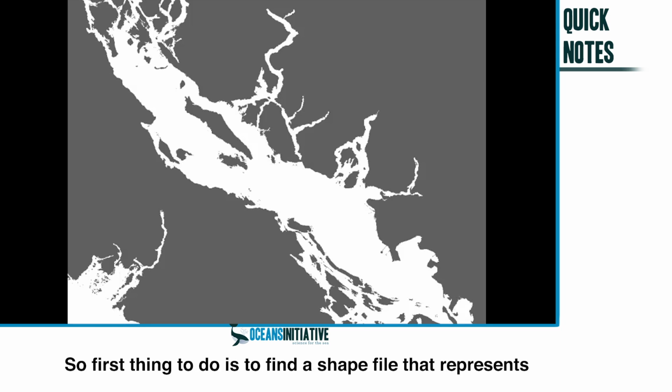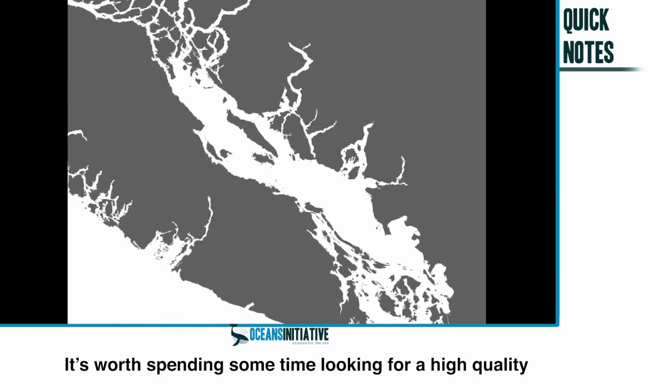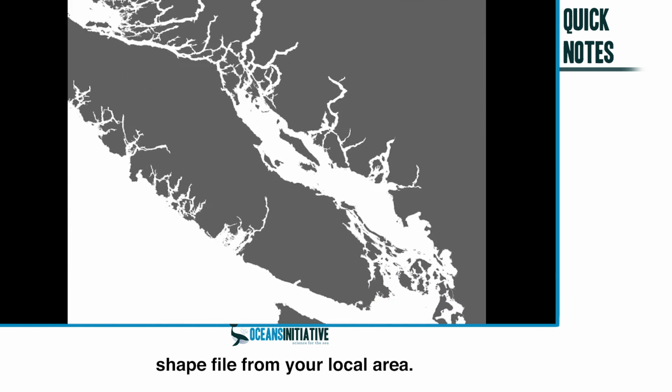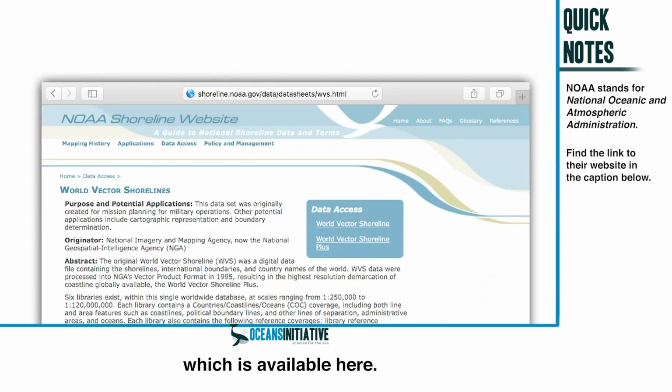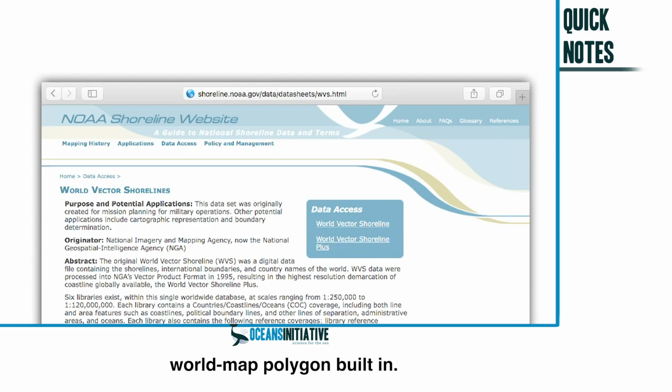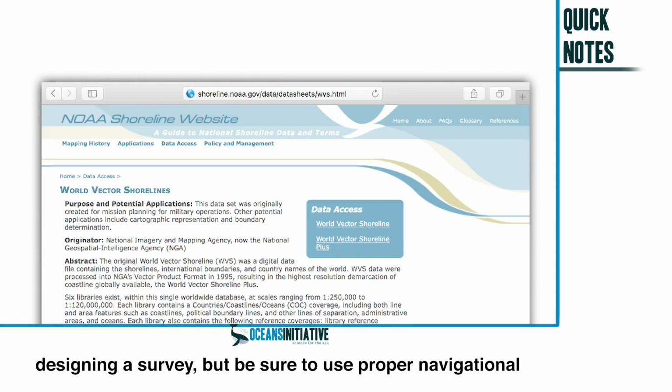So first thing to do is find a shapefile that represents the coastlines around your study area. It's worth spending some time looking for a high quality shapefile from your local area. NOAA hosts a free shapefile of the world's coastlines, which is available here. And at a very coarse scale, most GIS programs have a world map polygon built in. Please remember that these approximations are fine for designing a survey, but be sure to use proper navigational charts for safety reasons when you're actually in the field.